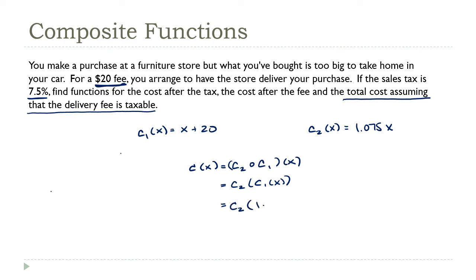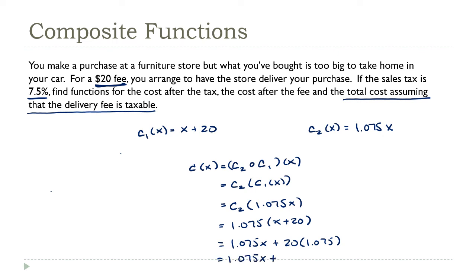This is C2 of 1.075x, which is 1.075 times x plus 20. And then we can distribute this. This is 1.075x plus 20 times 1.075. And then we can clean up that number. 1.075x plus, what does this come out to? It's going to be 20 plus $1.50? $21.50? Okay, so I'm doing this in my head. So if I mess that up, you're welcome to get your calculator out and double check me. But I think that's what it's going to come out to.